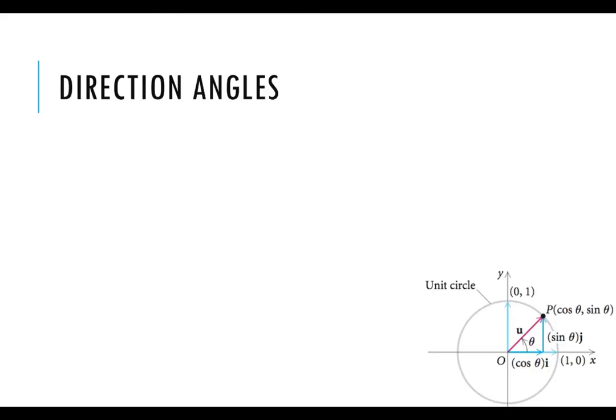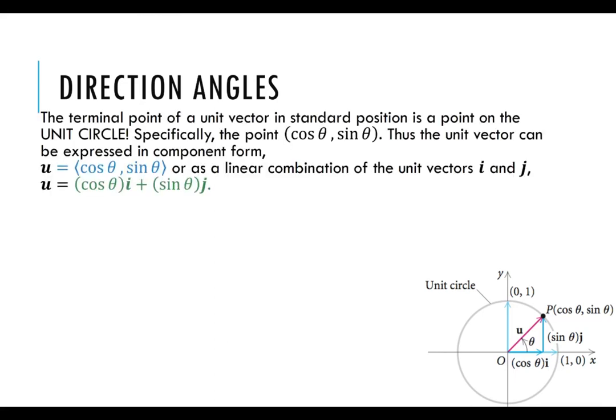So now, because we recognize that we're going to have these vectors that just float around in the plane in all kinds of different directions, we need to be able to figure out how to find the direction angle. This is where the trig comes into play. So, recognize that the terminal point of a unit vector in standard position is a point on the unit circle. Specifically, it is the point cosine theta, sine theta. Thus, the unit vector can be expressed in component form. That is, the vector u is equal to cosine theta, sine theta. Or, if you would rather, as a linear combination of the unit vectors i and j, where u is equal to cosine theta i hat plus sine theta j hat.